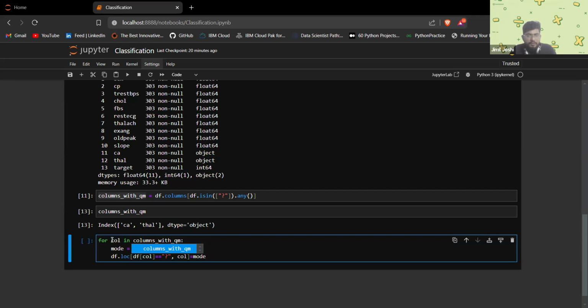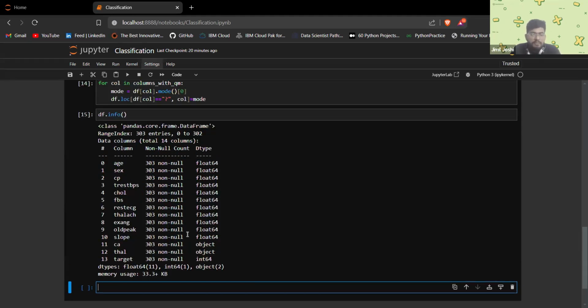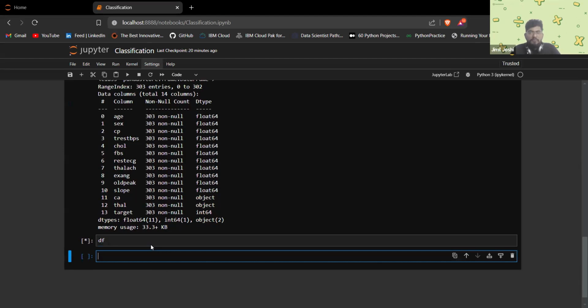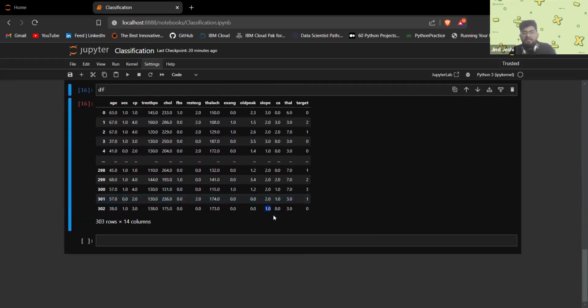Select the column. Yeah, I will make the change. Okay. Now if I can see this df.info, they are still object, but if we can see the df over here, there is no question mark. Okay. But still, it's a categorical. So we have to basically convert it. So we'll do it. No worries about it. It's still object, but we'll do it.